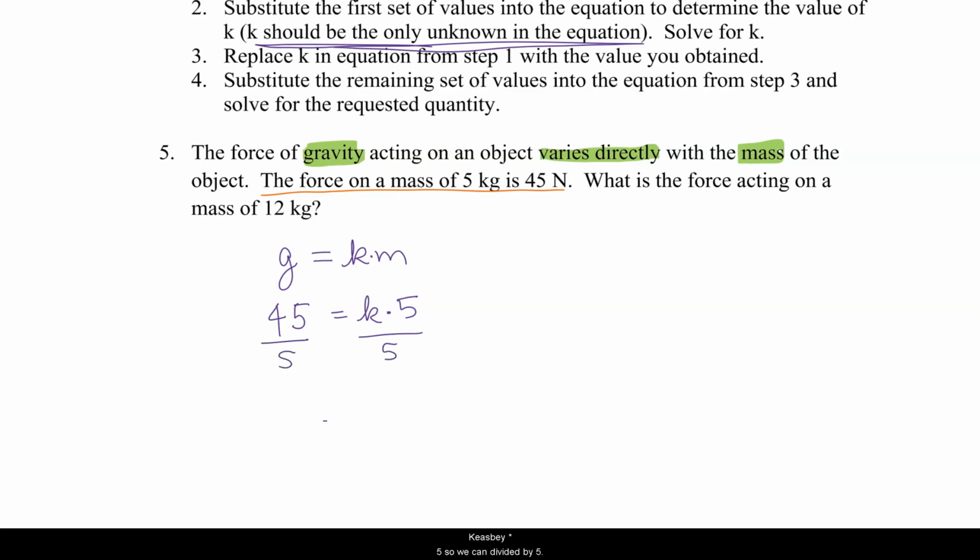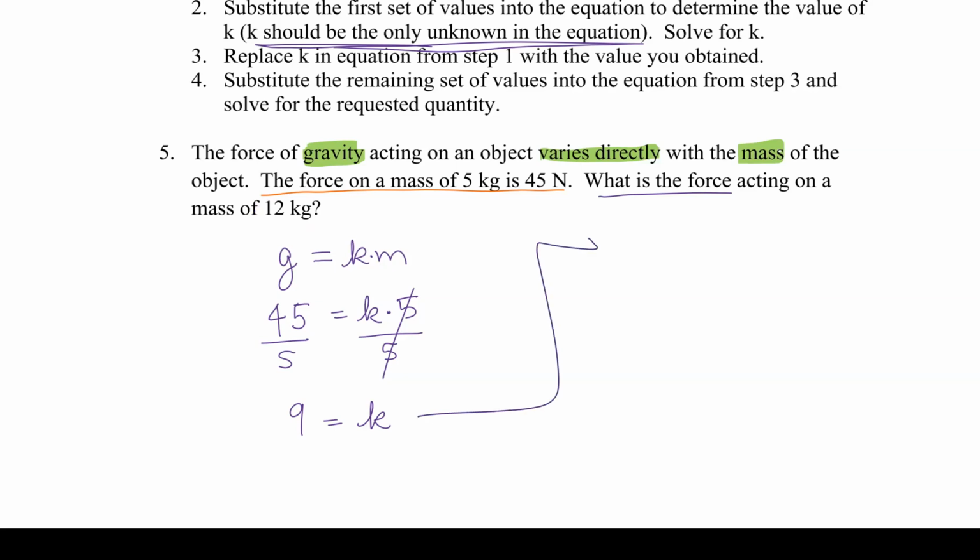K is being multiplied by 5, so we can divide by 5. And 45 divided by 5 gives us 9. Don't worry about the units on k. K is a constant of proportionality. We don't need new units right away. Now the next sentence: what is the force acting on a mass of 12 kilograms?